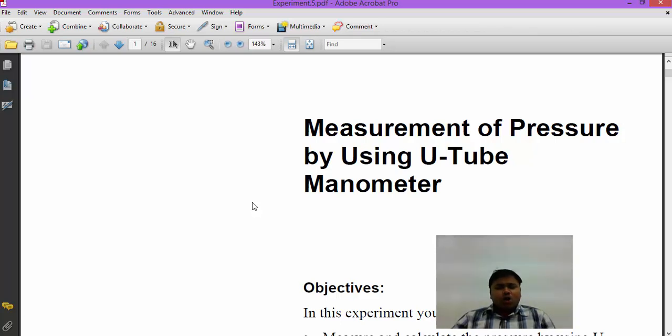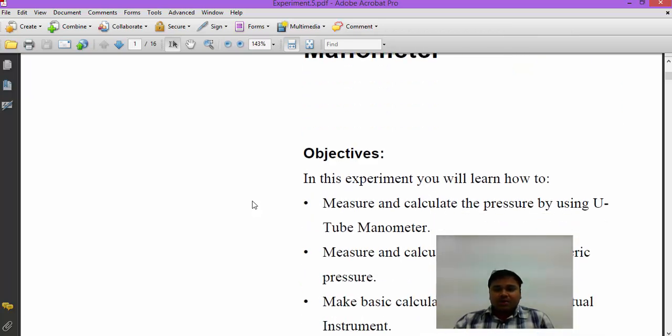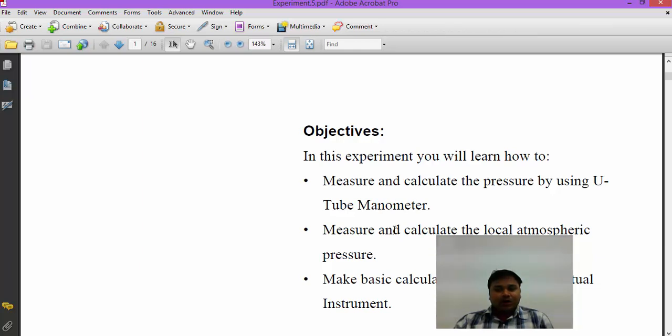Now I would like to tell you about the measurement of pressure by using a U-Tube manometer. The main objective of this session is to measure and calculate the pressure by using a U-Tube manometer, to measure and calculate the local atmospheric pressure, and some basic calculation using LabVIEW virtual instrument.